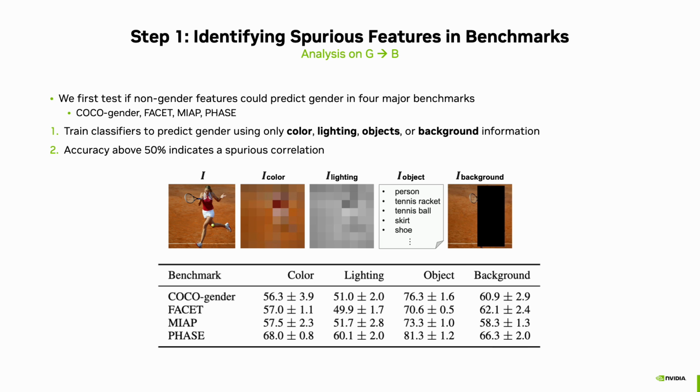Our methodology has two main steps. First, we confirm the existence of spurious features in widely used benchmarks. We do this by training classifiers to predict a person's gender using only isolated features from the images: just the colors, just the lighting, just the objects, and just the background. As you can see in the table, for color, objects, and background, the classifiers achieve accuracy significantly above 50% across all datasets. This confirms they are indeed spuriously correlated with gender.